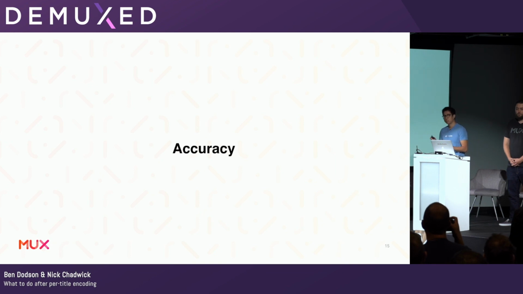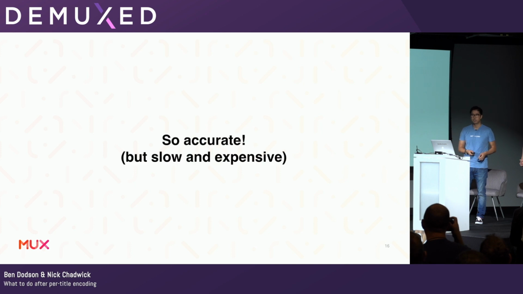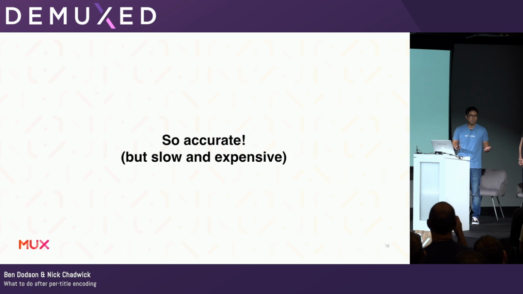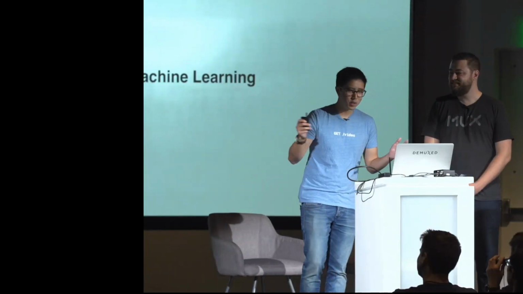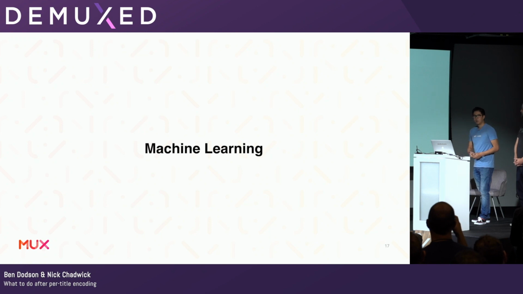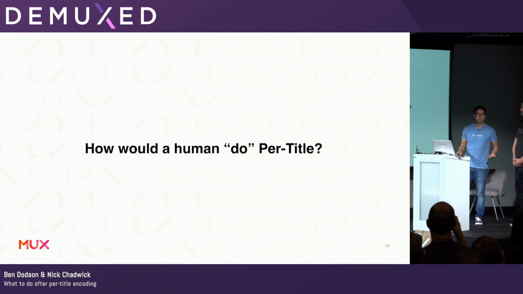Now, it seems to be like one of those situations in which you pull on one lever to improve it, the others get worse. So if you want something accurate, it's going to be slow and expensive. But what if there was a fourth lever, a magical lever, in which you pull it and all the other levers don't get worse? What if this lever was called something like machine learning? Well, how would you teach a machine to do per title? Or rather, how would you even teach a human to do per title?